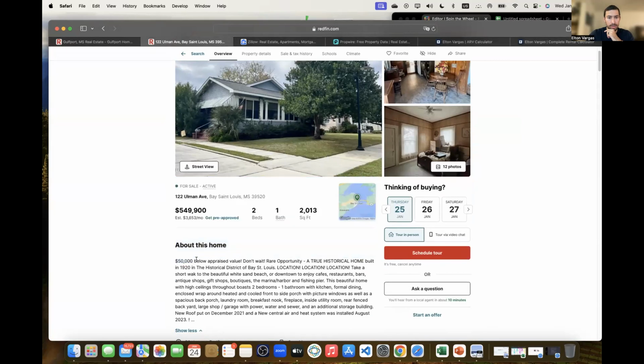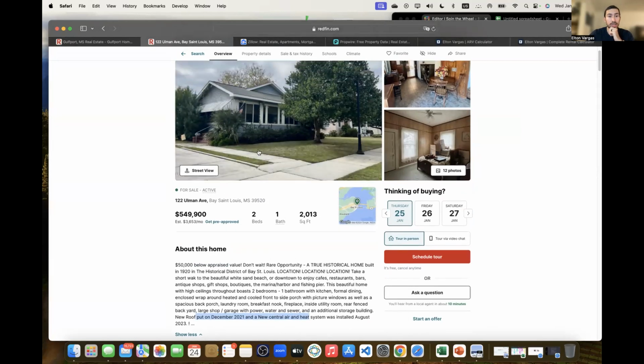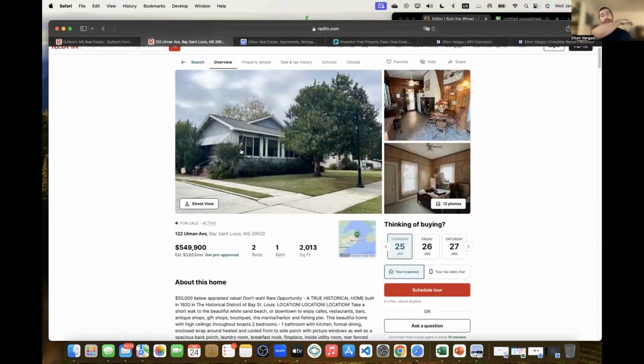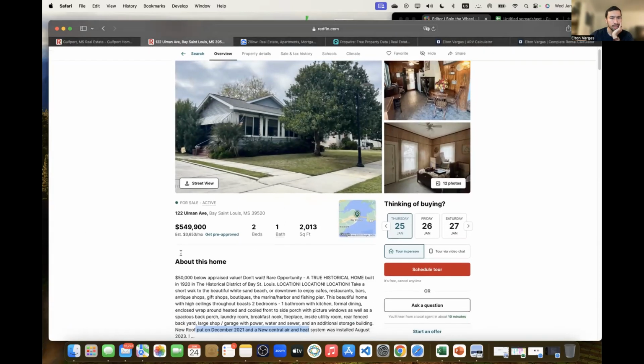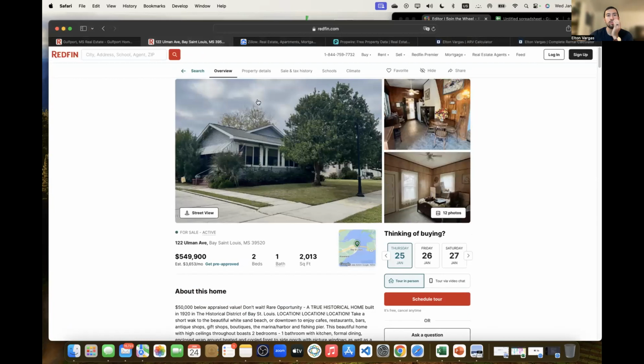So $50,000 appraised below value. A new roof put on December 21 and a new central air and heating system was installed in August. Okay, cool. So new AC. Definitely do the outside as well. Get rid of those kind of window covers. I don't know what you call them. So it looks like the property appraised for 600,000 and then they listed for like $50,000 less.